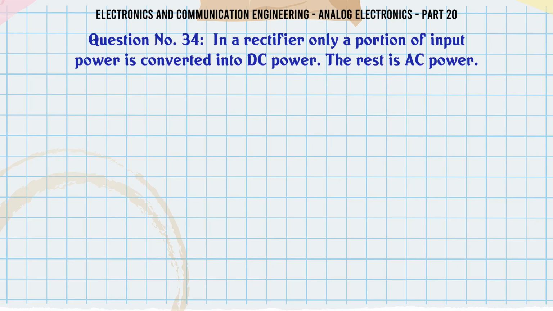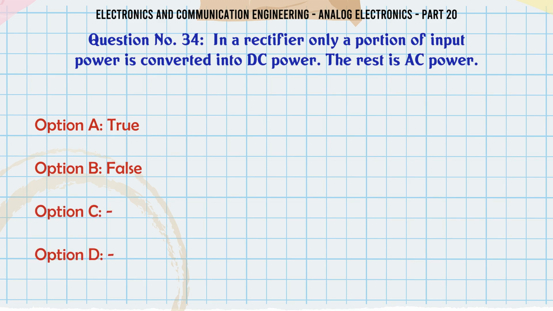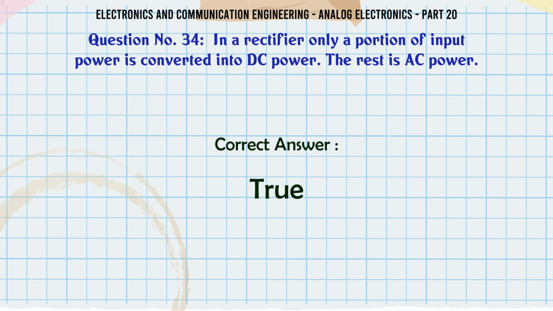In a rectifier, only a portion of input power is converted into DC power. The rest is AC power. A. True, B. False, C. D. The correct answer is true.